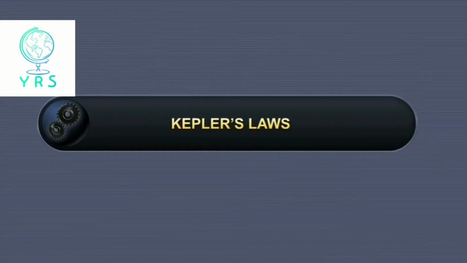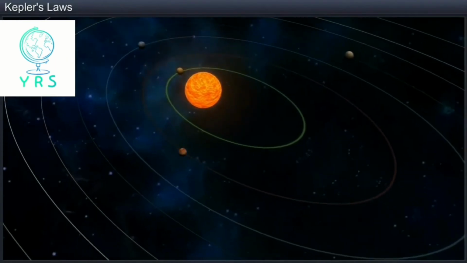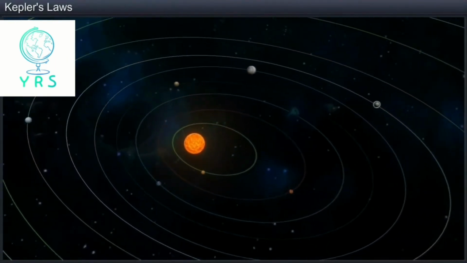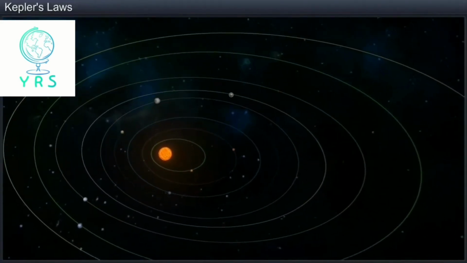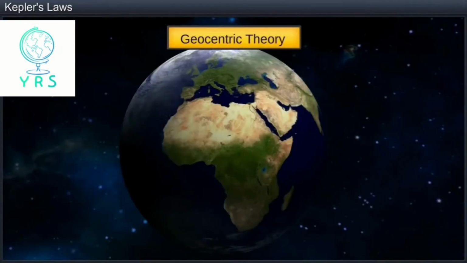In 1609, Johannes Kepler published his book Astronomia Nova of his 10 years of studies. He used and studied observations of his mentor and employer Tycho Brahe. So, about Kepler's laws, the story starts with Ptolemy's geocentric theory. Ptolemy gave the geocentric theory.